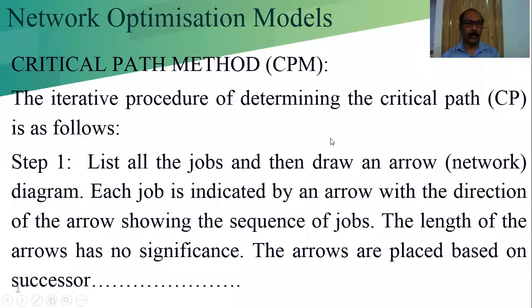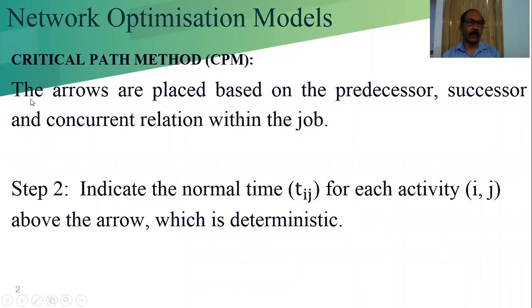For this, we have to calculate the early start time, early finish time, latest start time, and latest finish time. From that, we have to calculate the critical path. Then we have to find out the project duration length. The arrows are placed based on the predecessor, the successor, and the concurrent relationship of the jobs that we already learned in the last class.